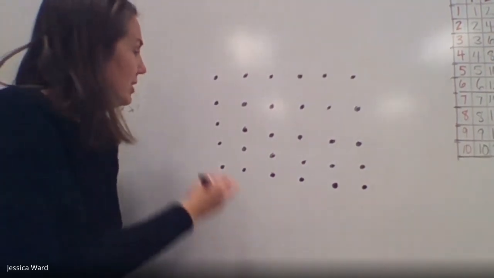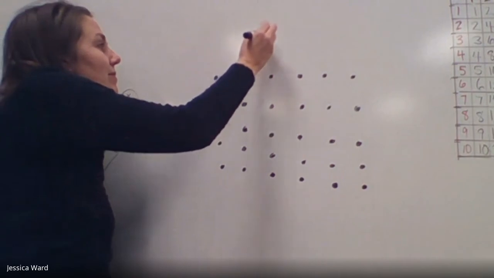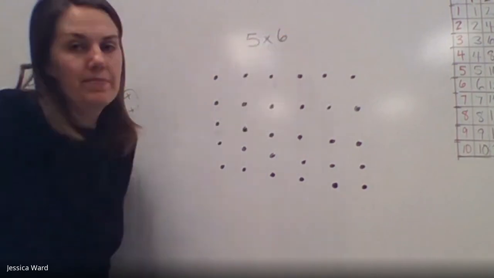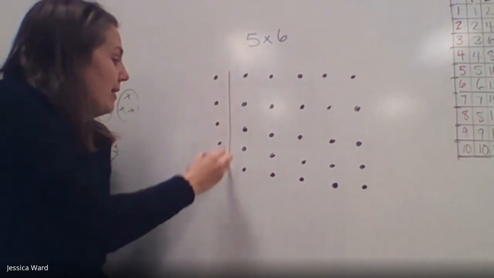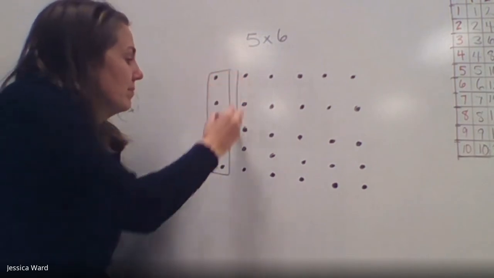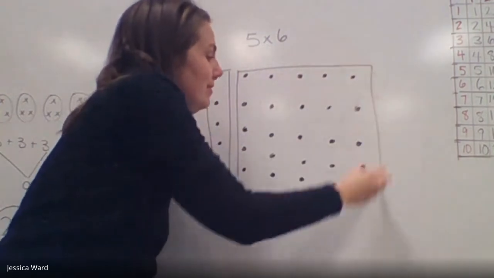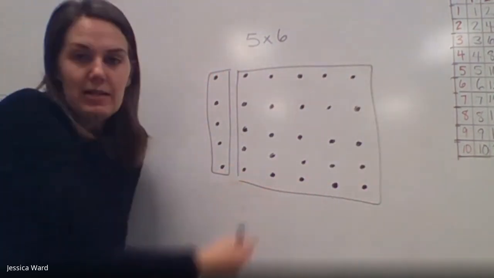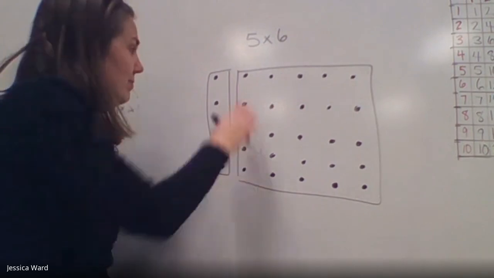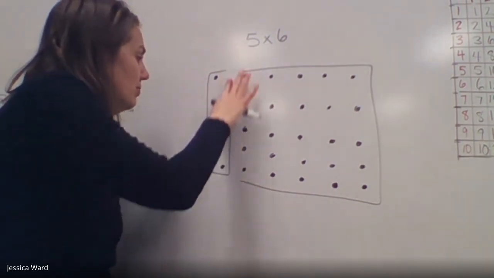All right, so we're dealing with the fact 5 times 6. Now, once again, we can think about I have 5 times 1, and then I have 5 times 5, right? Because I know my 1 stacks and I know my 5 stacks already. You can also break it directly in half.